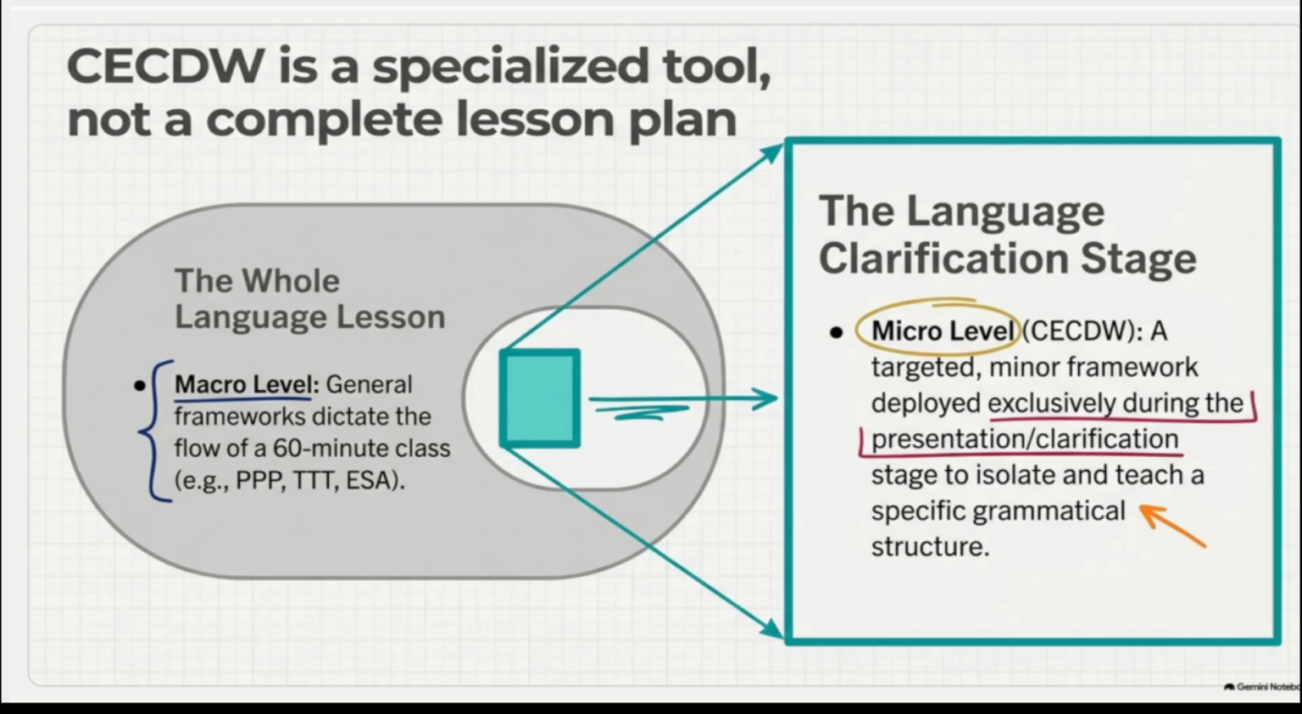The form is subject, plus be, plus verb with ing ending. You establish a meaningful context first. You elicit the language. You check the concept. You practice the pronunciation. And then you analyze the form on the board. So think of CECDW as a micro-framework within your larger lesson framework. Your lesson framework answers the question, how will I organize the whole lesson?